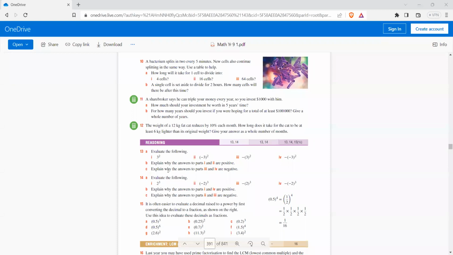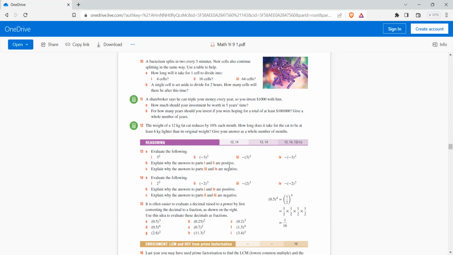Okay, look at here. Look at the question. What is the question saying? Question number 10. A bacterium splits into two every 5 minutes. New cells also continue splitting in the same way, right? Use a table to help.